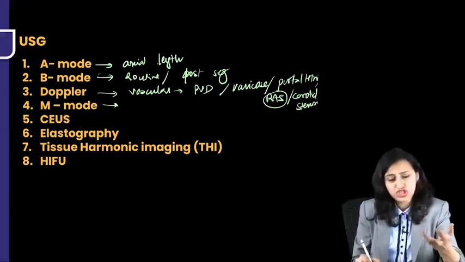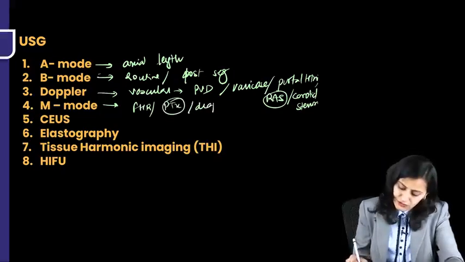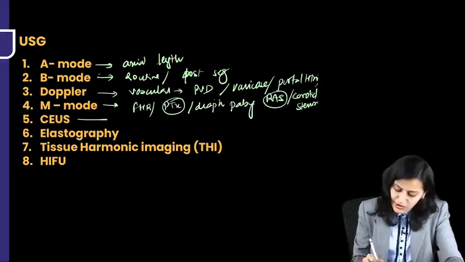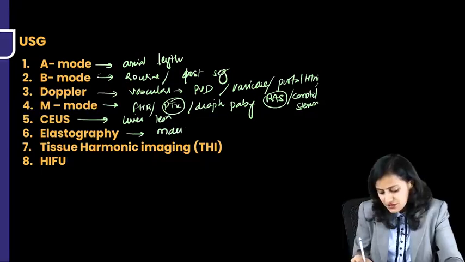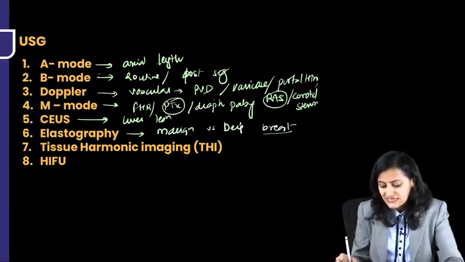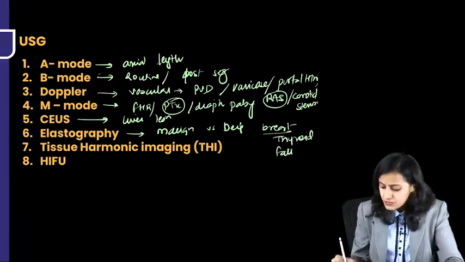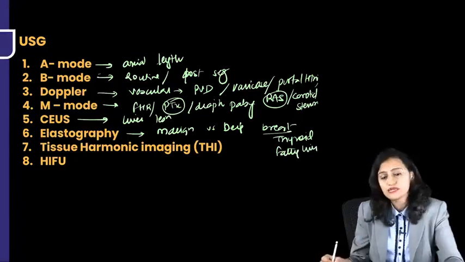M mode is for the motion. So for fetal heart rate calculation, we said for pneumothorax, we do the M mode. We can also look for diaphragmatic palsy, right? We can look for the movement of the diaphragm. Contrast enhanced ultrasound, for liver lesions, we said is commonly used there. Elastography helps us in differentiating a malignant from a benign lesion, especially in the breast and thyroid lesions. This is commonly used. In fatty liver, to identify how much cirrhosis, fibrotic change it is undergoing, we use elastography.